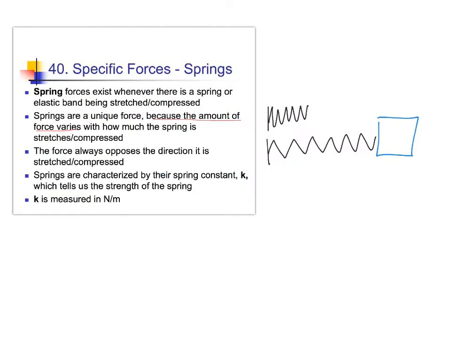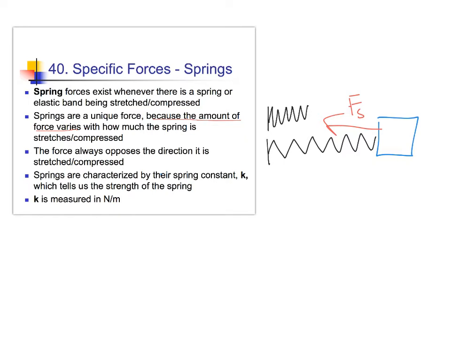One other thing about the spring force is the direction of the force. The direction is always going to oppose the direction it's stretched or compressed. So we see here that this spring has been stretched out to the right, which means that it's going to exert a force on this box going back to the left, opposite the direction it was stretched or compressed.